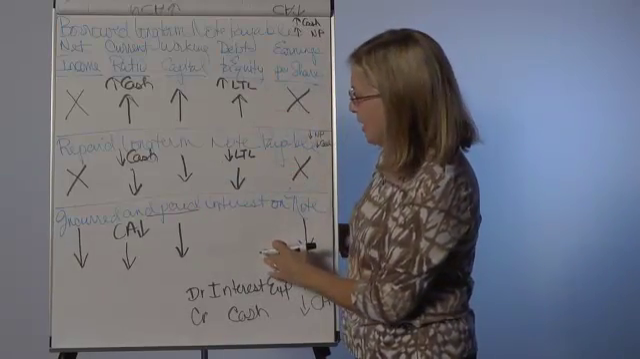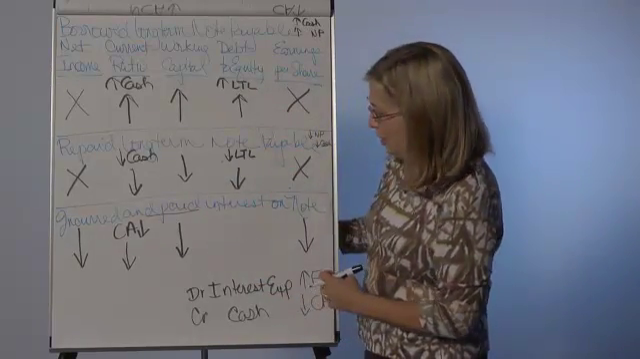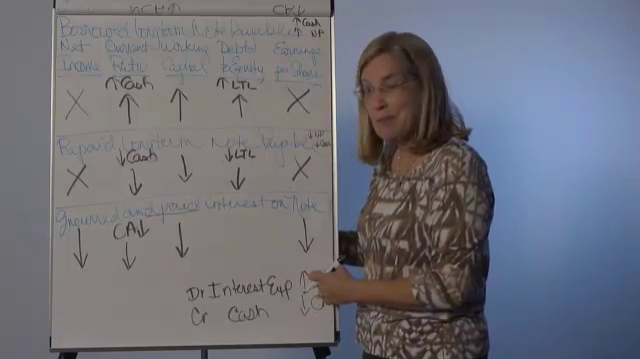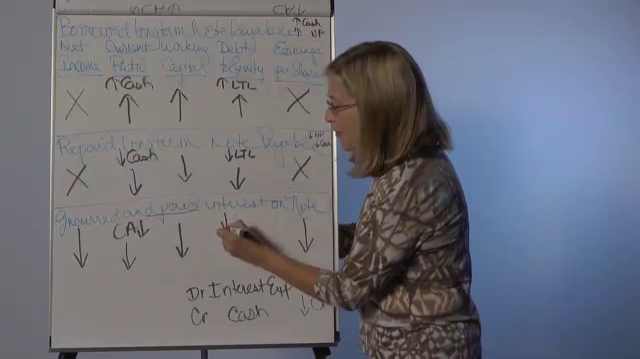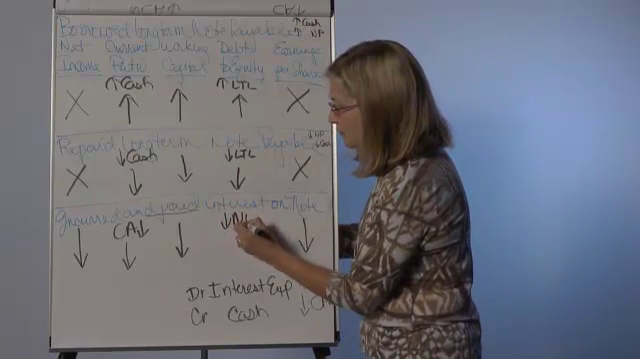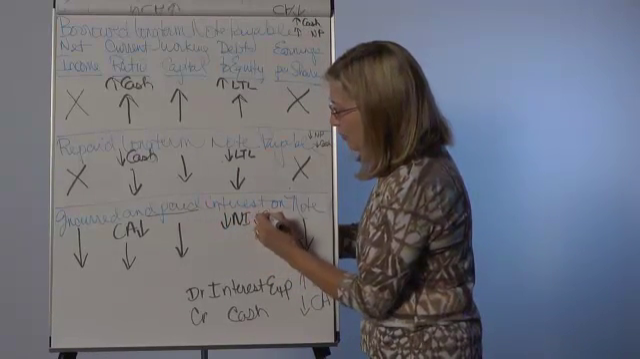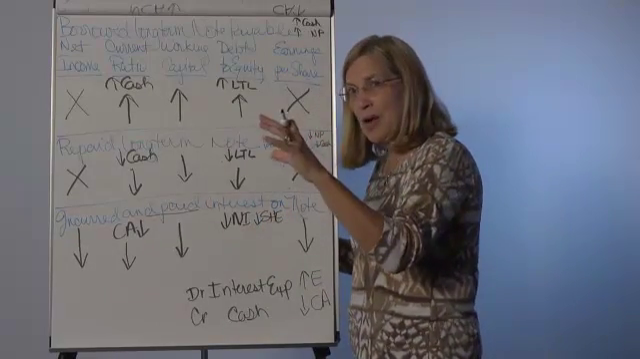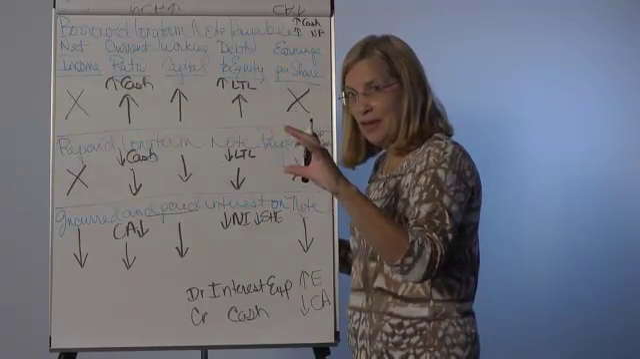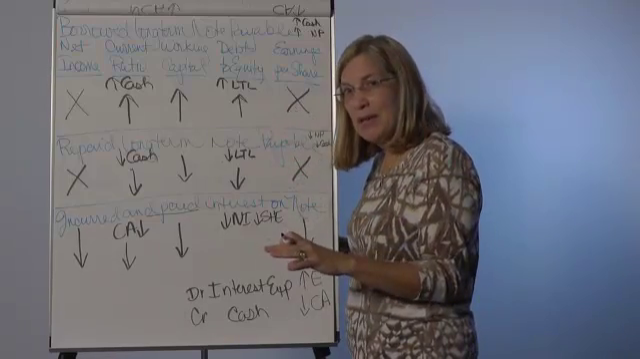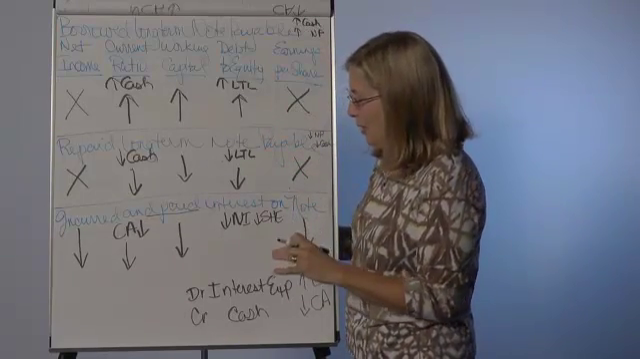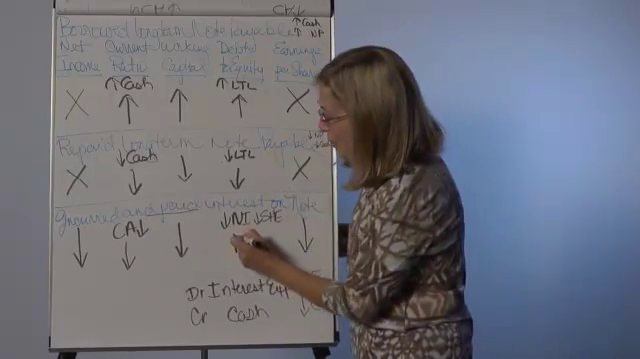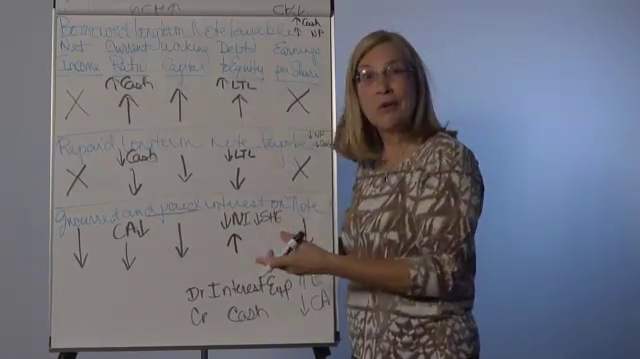As far as debt to equity, we've got something going on with the expense, which means it impacts the net income. So the net income goes down, which means my stockholders' equity goes down. So my numerator, total liabilities, stays the same, but the denominator, stockholders' equity, is getting smaller. So that means debt to equity increases.